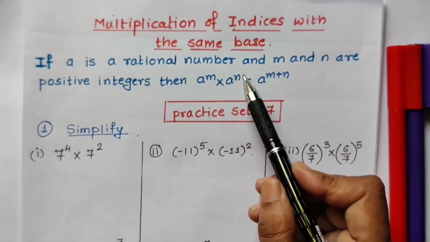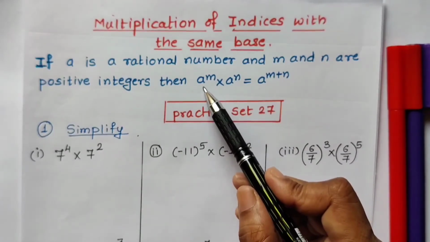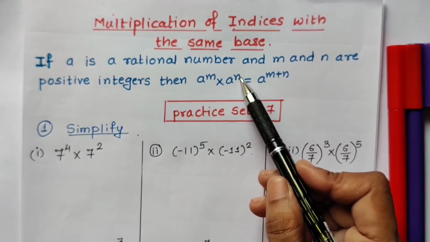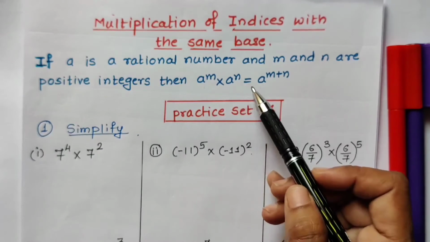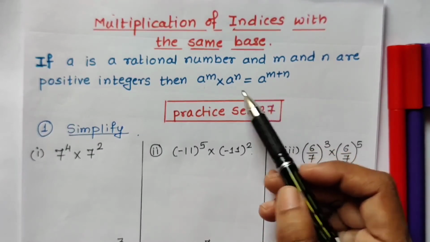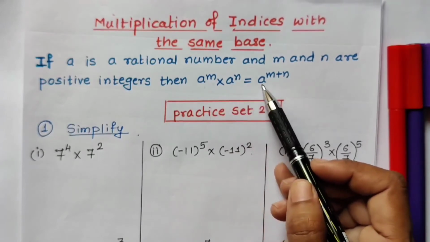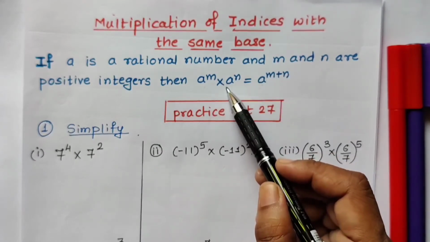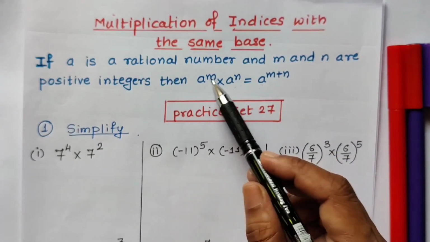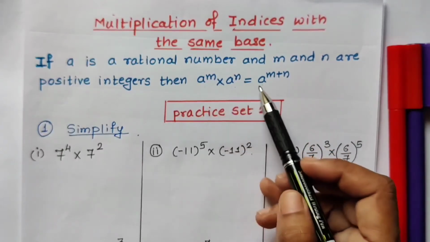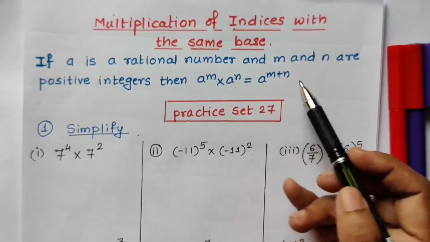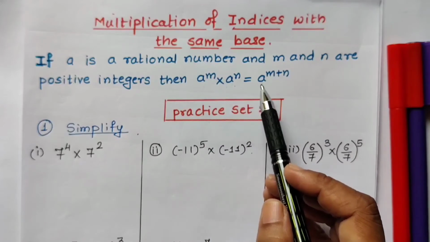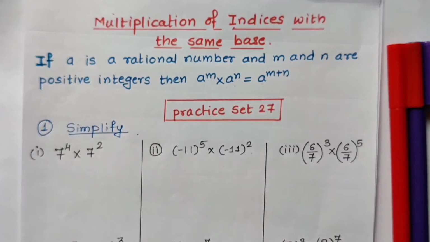A raised to m multiplied by a raised to n is there, where in the first number the base is a and the index is m. In the second number also the base is a and the index is n. So when the bases are the same, what do we do? We write the base one time and we add the indices. Addition of indices is done when the multiplication of two numbers is there, the bases are the same and the indices are different. So we write the base one time and we add the indices. Let us see how to solve the sums by applying this property. A raised to m multiplied by a raised to n is equal to a raised to m plus n.